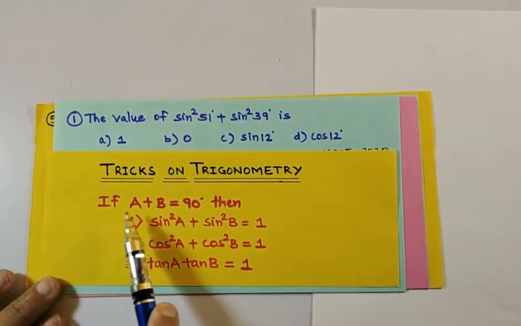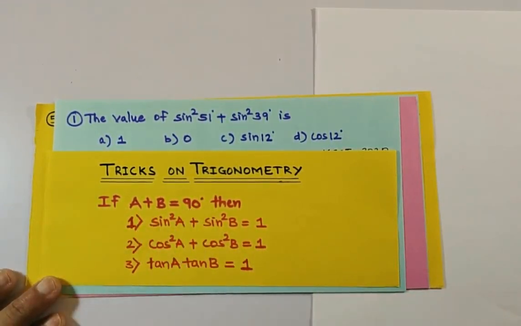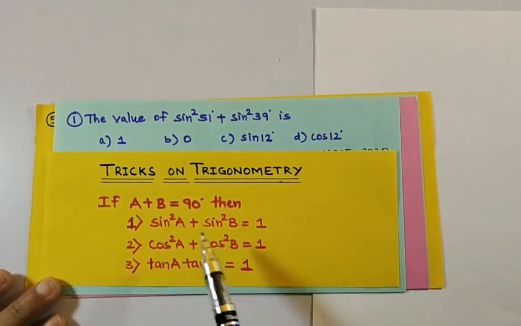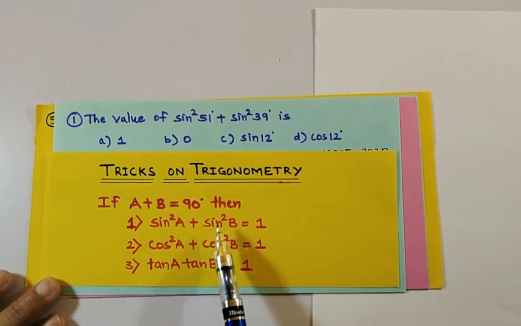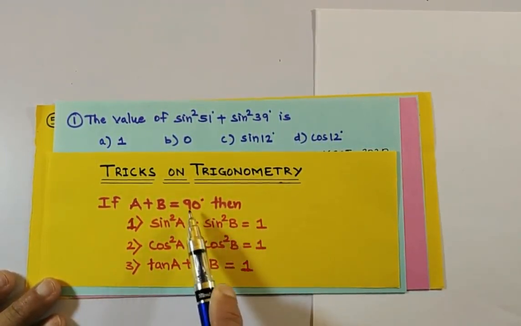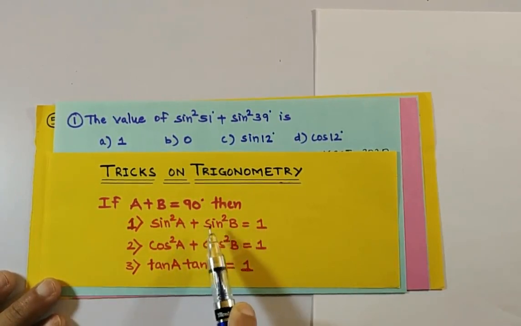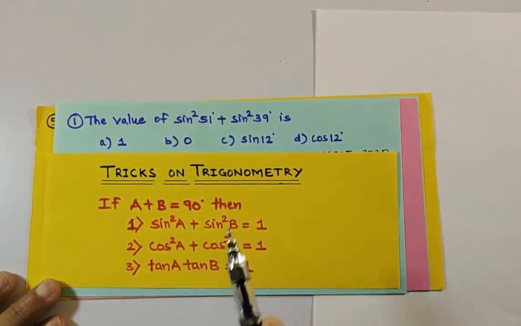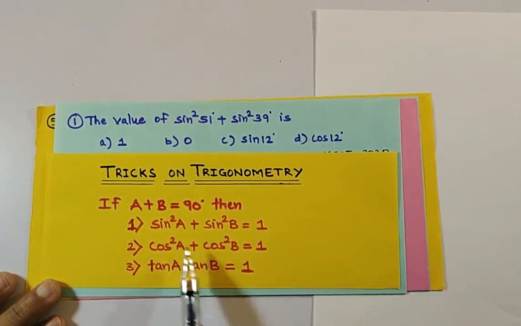If the sum of two angles is 90, that is A plus B is equal to 90, then we have sin square A plus sin square B is equal to 1. Here, if you substitute B as 90 minus A, you will have cos square A. So sin square A plus cos square A is 1. That I have simplified. Similarly, cos square A plus cos square B will be 1.